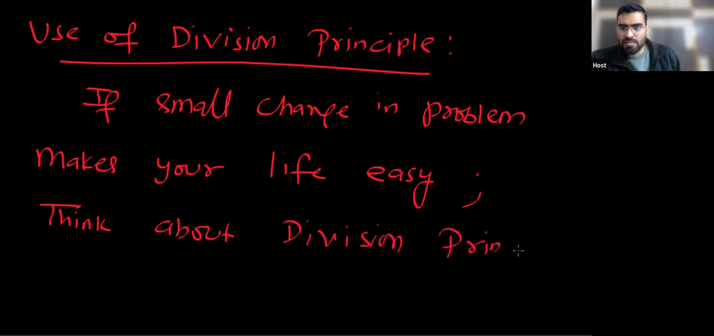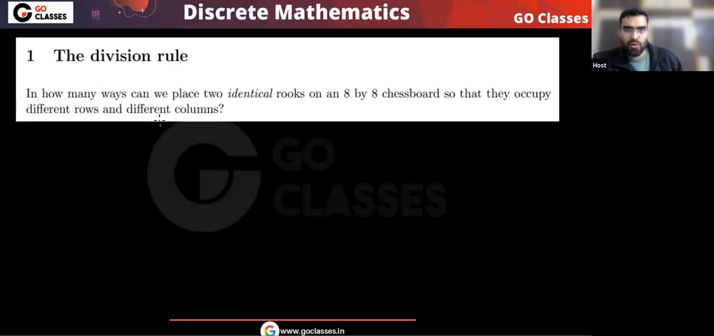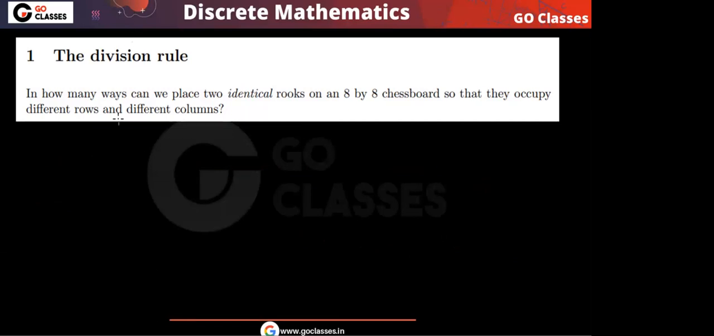Think about this tool. As I told you, this is just a tool. So if a small change in the problem makes your life easy, then think about division principle. For example, consider this question. Okay, try this. Before you try, just try this question. Can anyone try? Just try whatever you do. Just think about it.